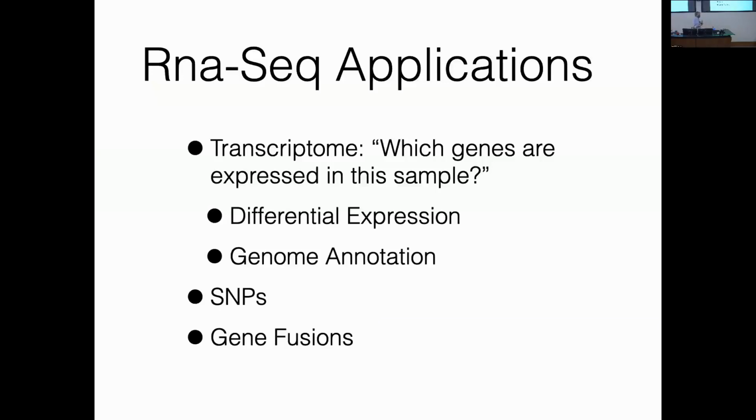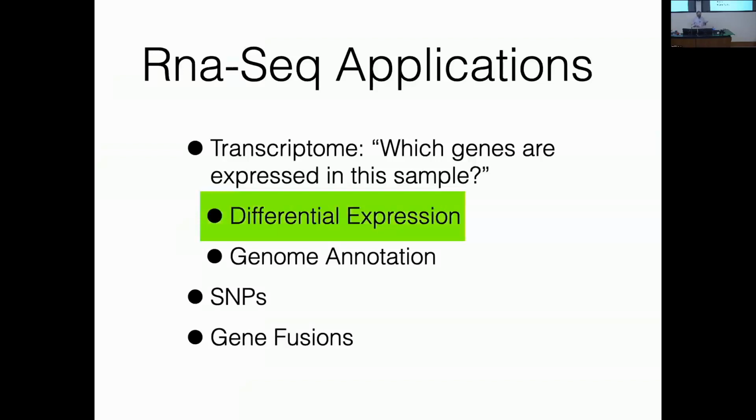You can also use transcriptome information for genome annotation. I think I touched on that a little bit last week, and I'm not going to go into details. You can use RNA-seq data for identifying SNPs, at least in the transcriptome. You're not going to identify SNPs in non-coding parts of the genome, but if you're interested in coding sequence SNPs, you can get that from RNA. And you can also detect gene fusions, which is a pretty common application in both cancer biology research and also clinically. This can be used to decide potential treatments.